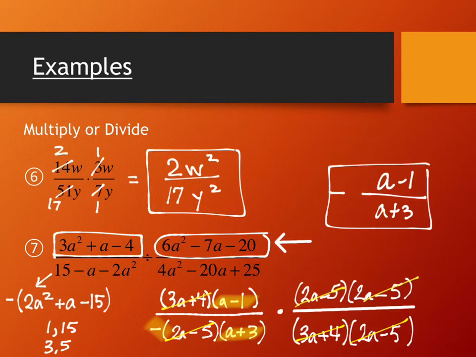If you were looking in the back of the book, they might take that negative and multiply it through the numerator and rewrite it as negative a plus 1, or multiply it through the denominator and rewrite the denominator as negative a minus 3. Not both, one or the other, but they might do that. Okay, that is definitely the most complicated one that we've seen. Any questions on that one? All right.